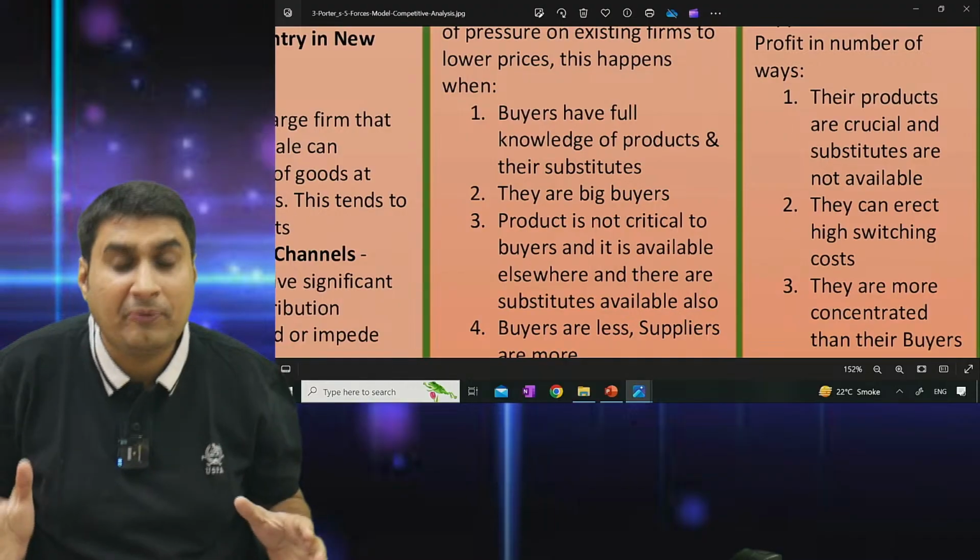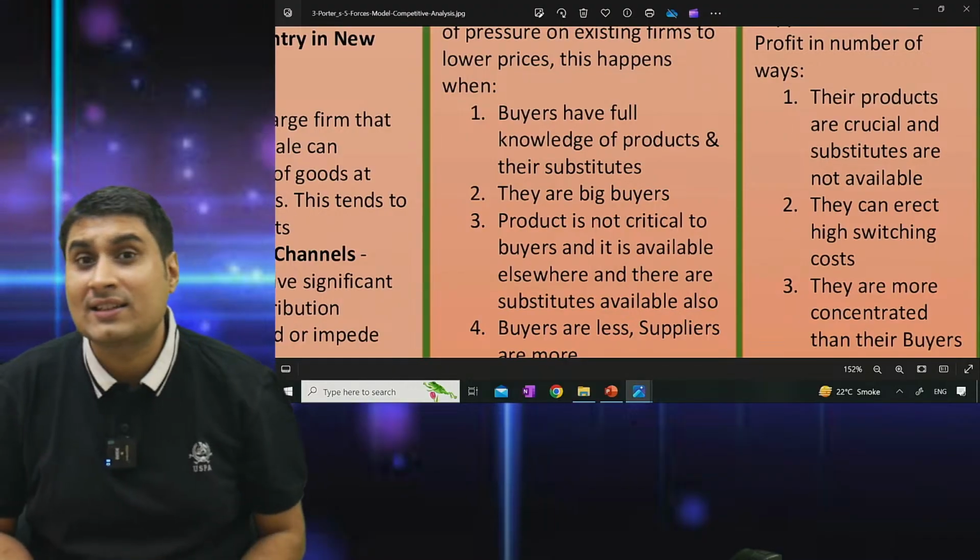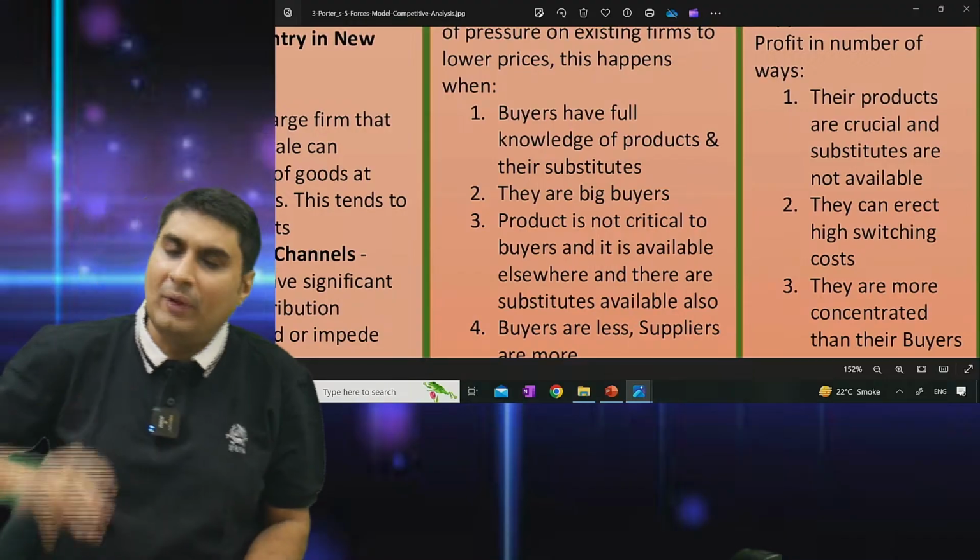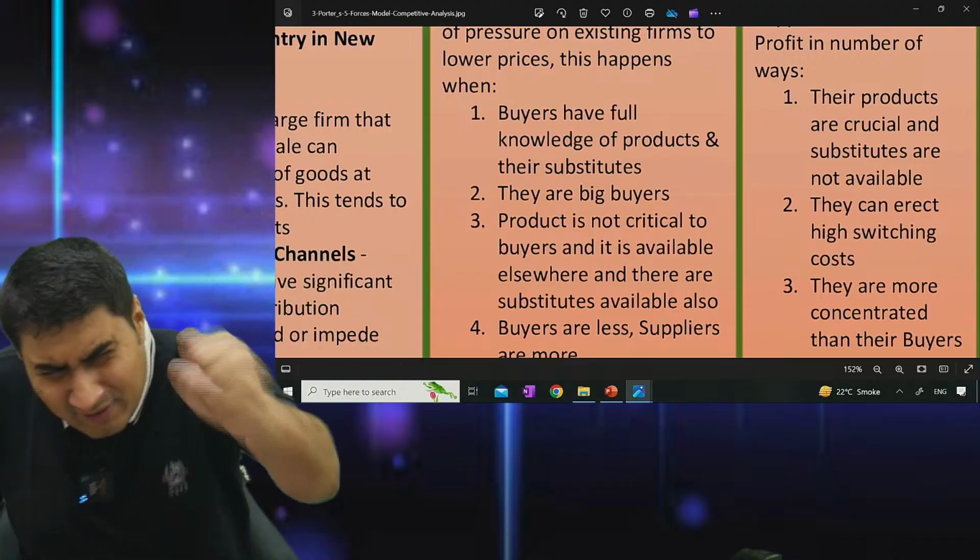Because if we don't keep fixed, airline companies will manipulate us. They will try to exploit us. Very simple. So in three situations, supplier will have a lot of power.